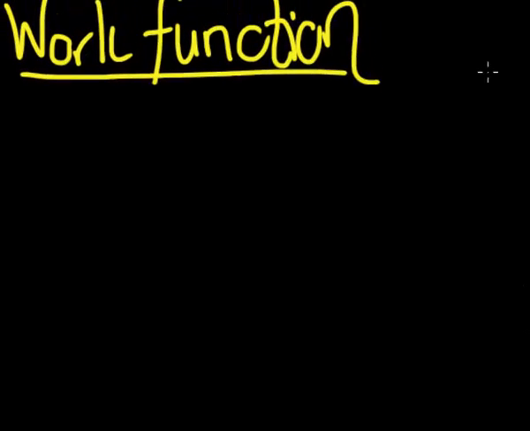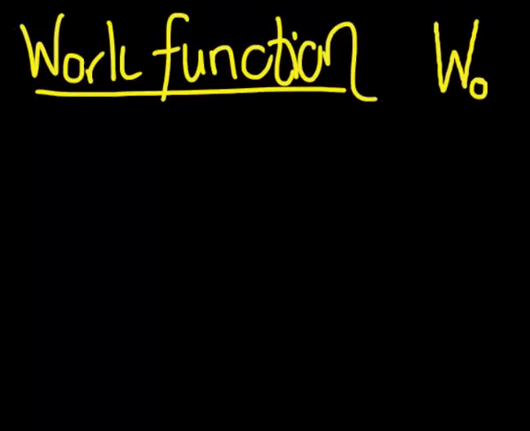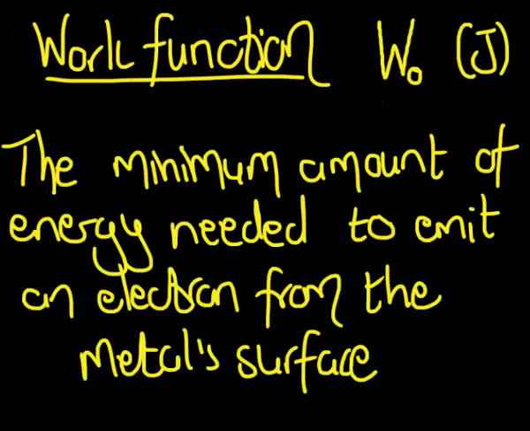Let's start off with the work function. The symbol for the work function is a capital letter W with a small zero at the top, which means that it's going to be a constant for a specific metal. Now remember, work is a form of energy, so we'll be measuring it in joules. The definition for the work function is very important, and you do need to know this off by heart. It's the minimum amount of energy that would be needed to emit an electron from the metal surface.